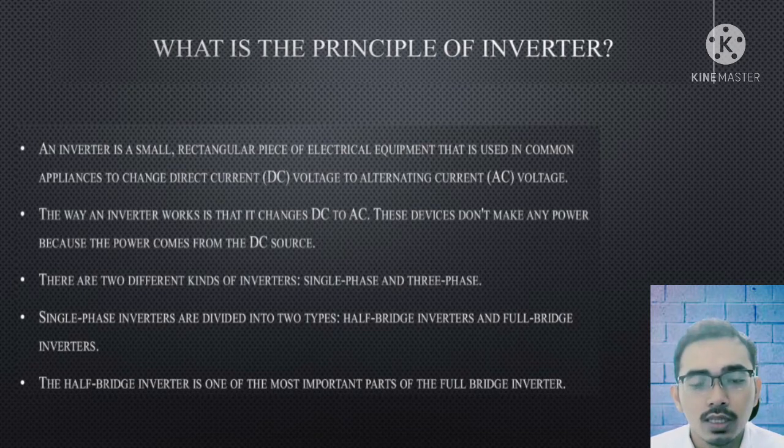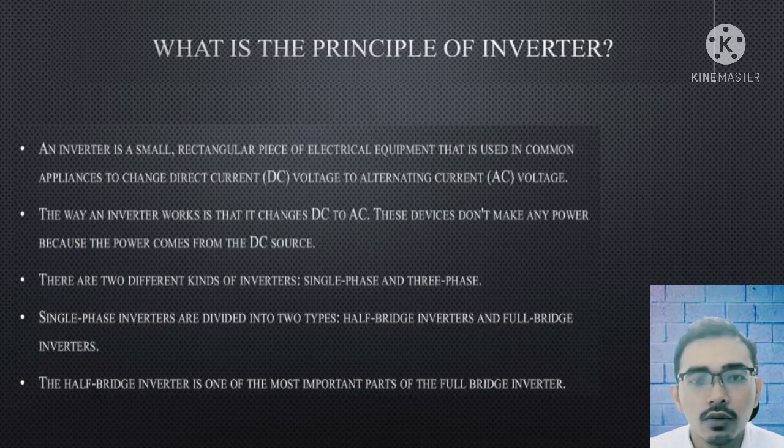So today I would like to present about the working principle of inverter. Okay, what is the principle of inverter? An inverter is a small rectangular piece of electrical equipment that is used in common appliances to change direct current voltage to alternating current voltage. The way an inverter works is that it changes DC to AC current. These devices don't make any power because the power comes from the DC source.